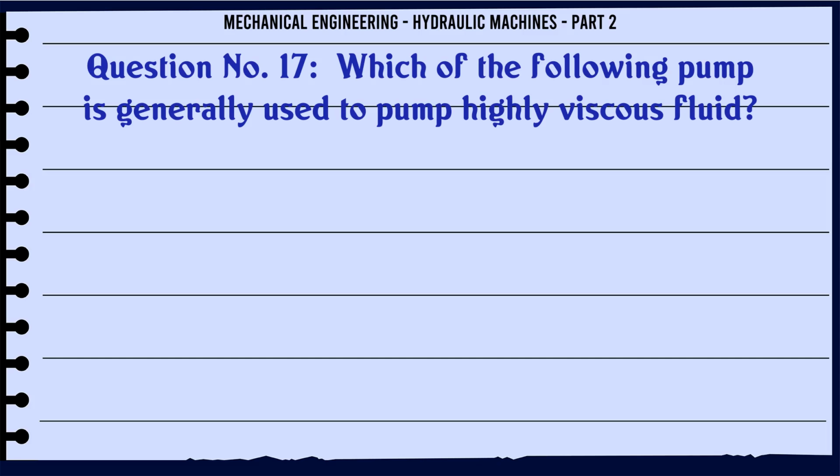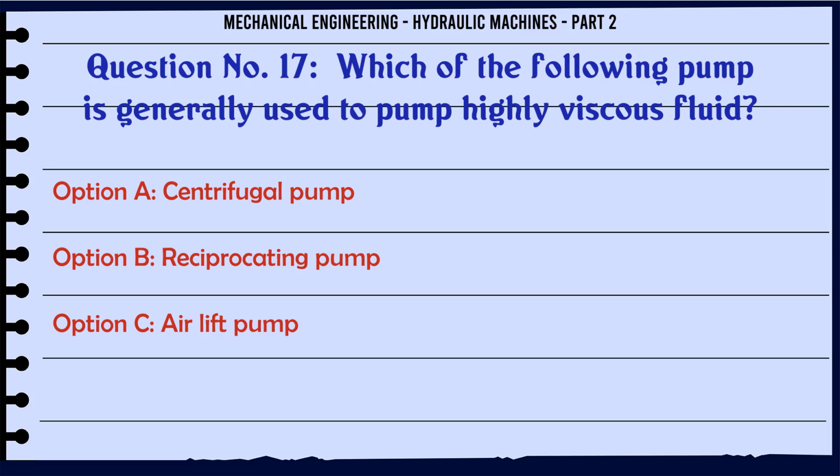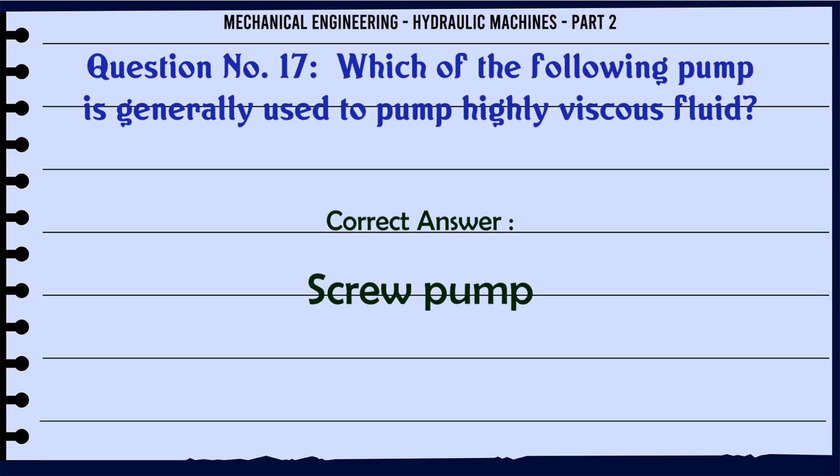Which of the following pump is generally used to pump highly viscous fluid? A. Centrifugal pump. B. Reciprocating pump. C. Airlift pump. D. Screw pump. The correct answer is screw pump.